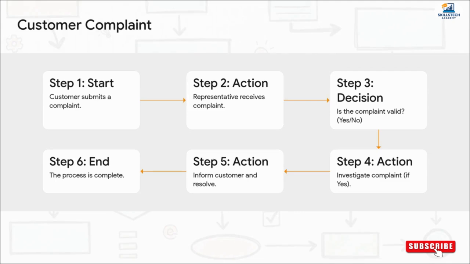Let's see this in action with a customer complaint process. It starts with an oval, right? Then it moves to a rectangle for receive the complaint. Now we hit our diamond. Is it valid? If the answer is yes, we follow one path to investigate and resolve. If it's no, we might go down a different path to just inform the customer. And then finally, we end with another oval. See? In just a few simple shapes, we've mapped out an entire workflow.